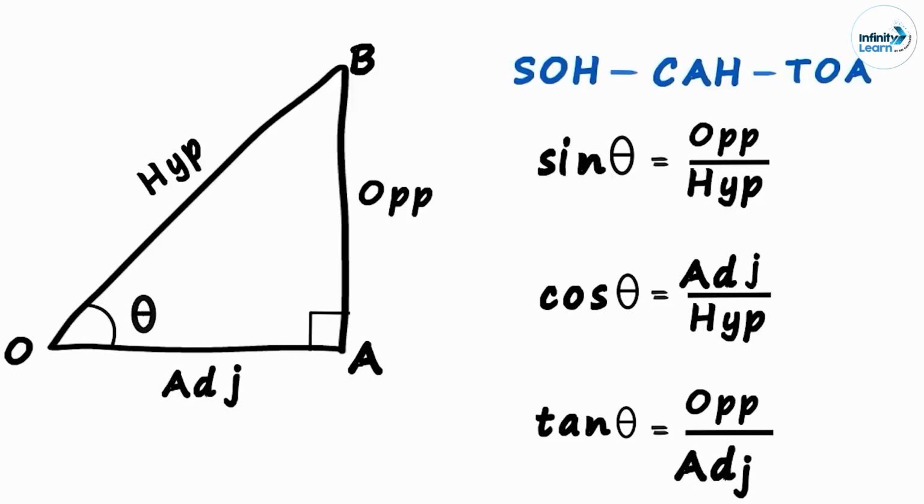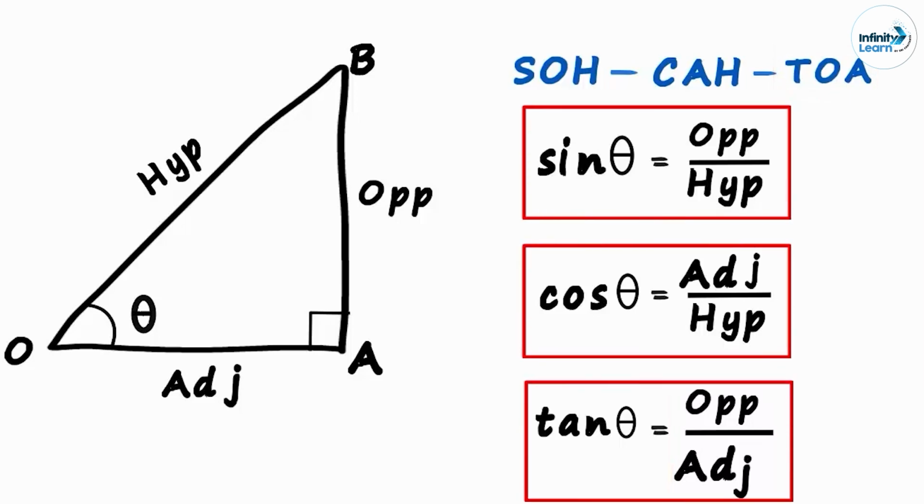Before we move on to understanding the concept of a unit circle, let us review what we did previously. The code we use to remember the formulae is SOH-CAH-TOA. SOH tells us that sine theta is opposite by hypotenuse. CAH tells us cos theta is adjacent by hypotenuse. And TOA tells us tan theta is opposite by adjacent. These are the three basic formulae we use in trigonometry.